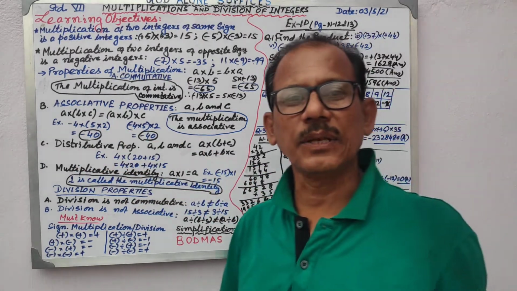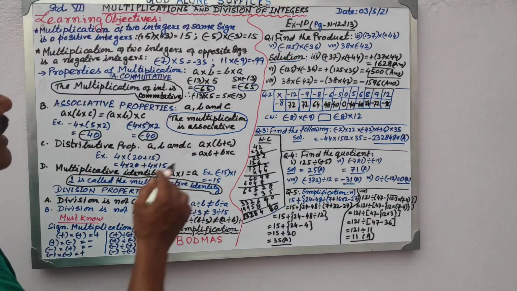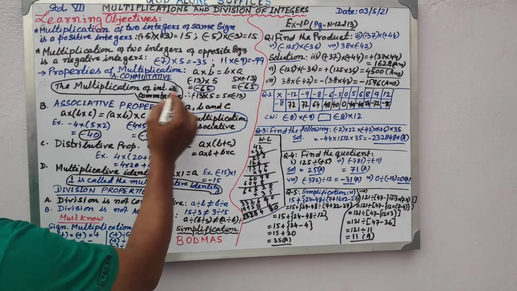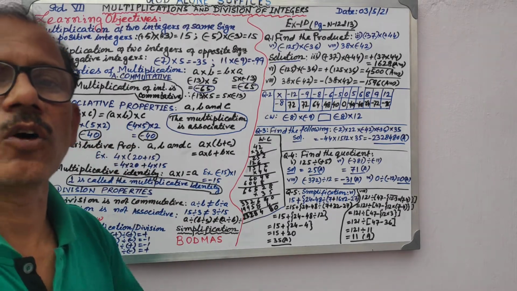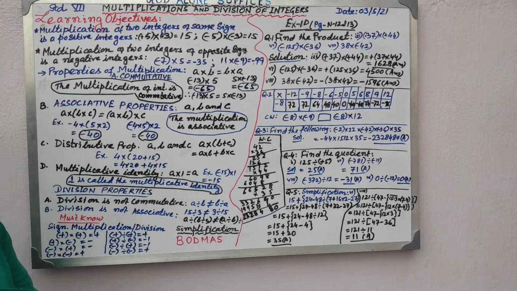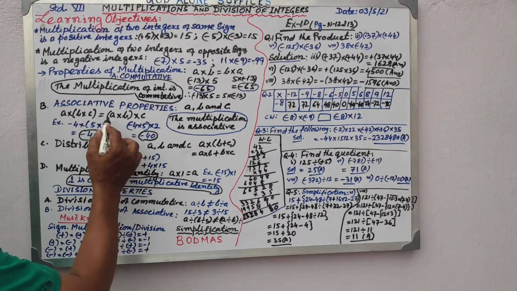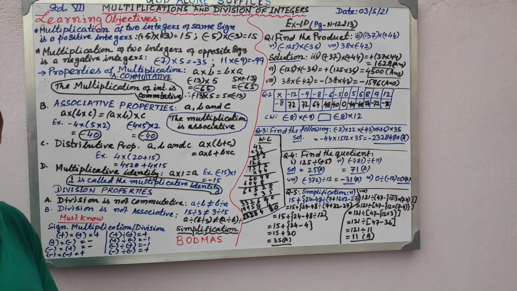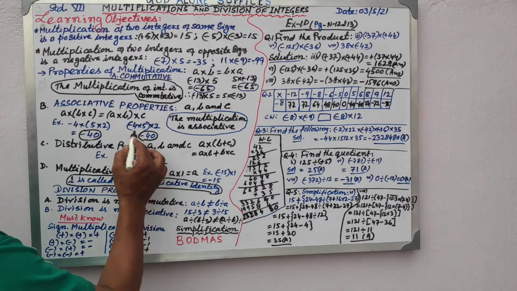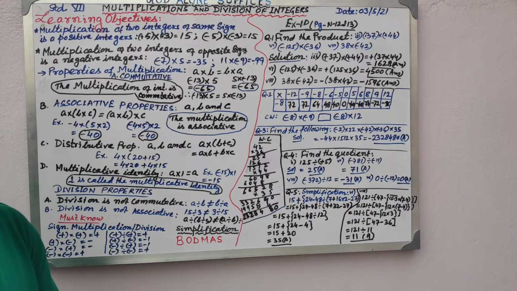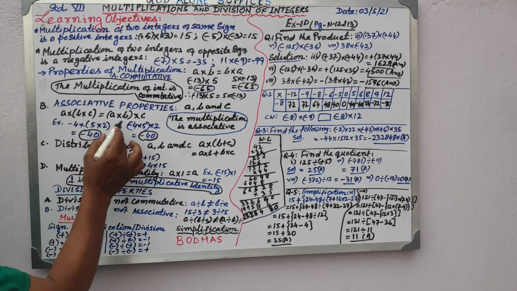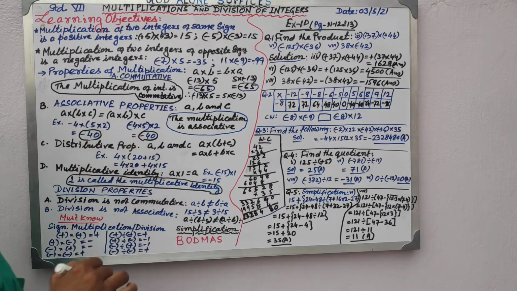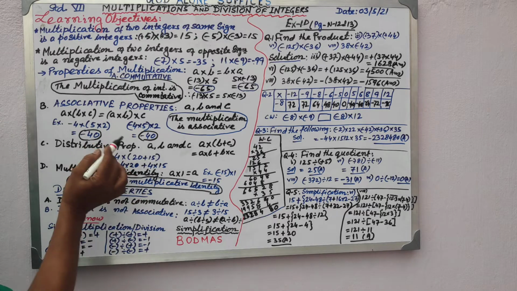If you take three integers as a, b, c, then if you multiply the first integer with the product of the second and third integer, whatever the product comes. If you multiply the first two integers and then multiply that product with the third integer, the total product will be the same as earlier. Why do we say a into (b into c) will always be equal to (a into b) multiplied by c? We can take an example and prove it.